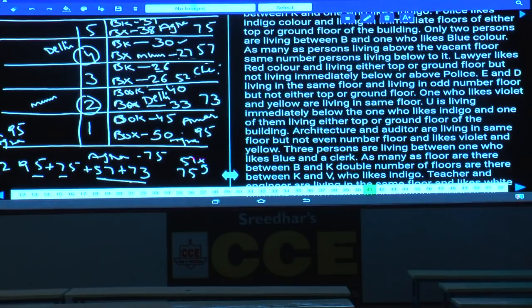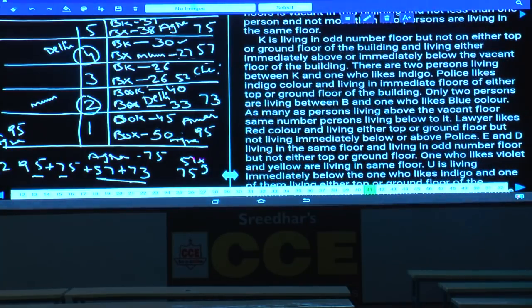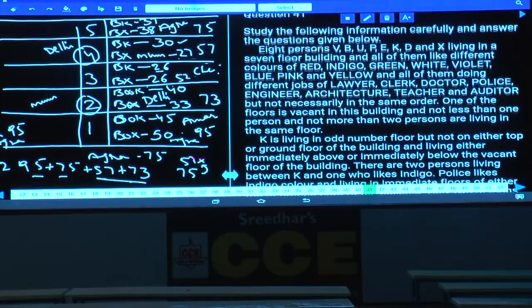8 persons, V, B, U, P, E, K, D, X, living in a 7-floor building, and all of them like different colors of red, indigo, green, white, violet and so on, and each one of them is doing a different job. What is the job here? Now let us go through the description once.